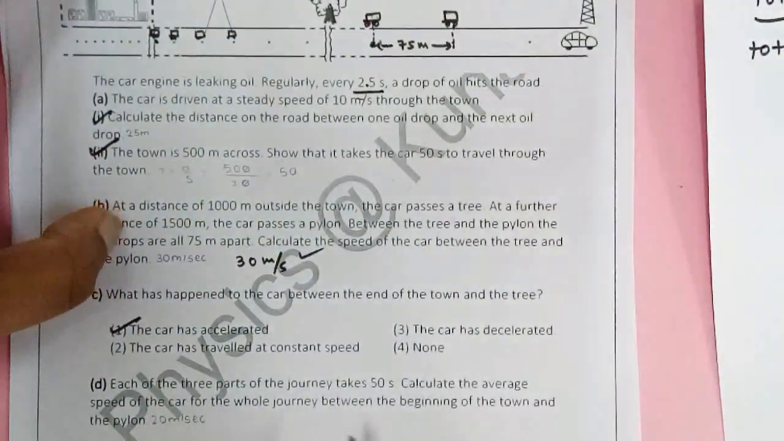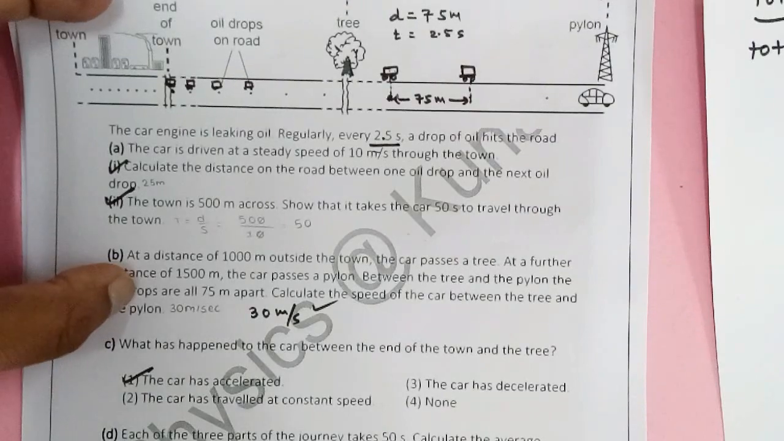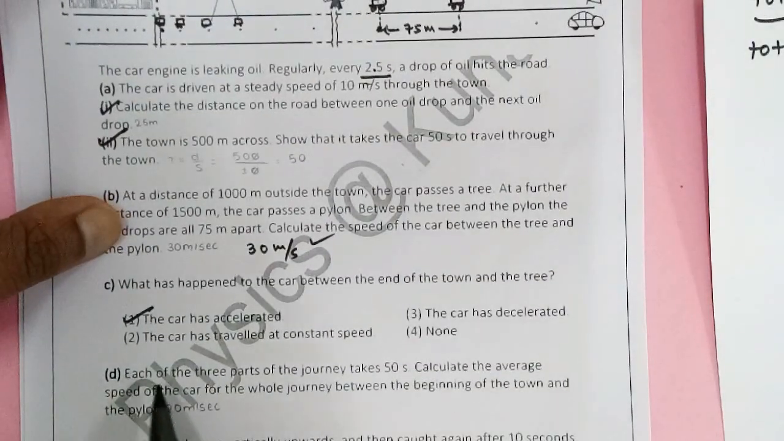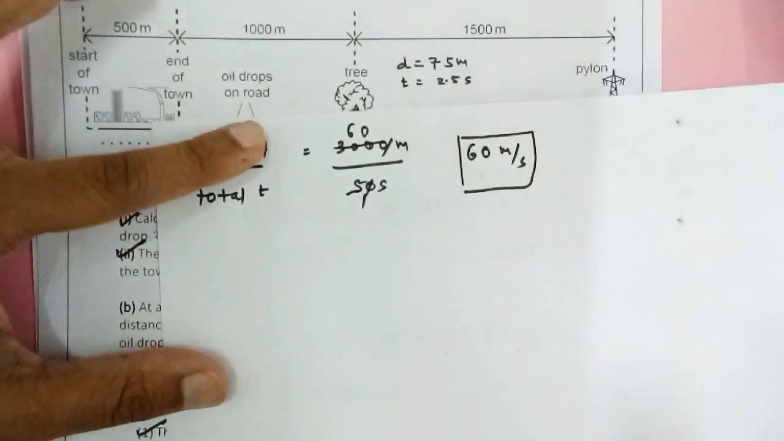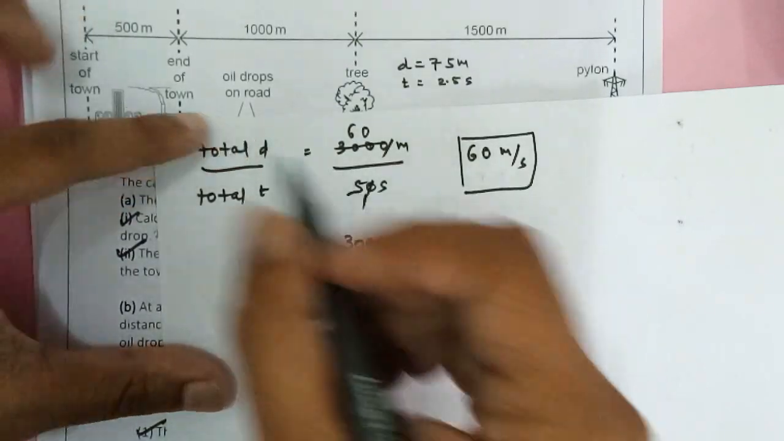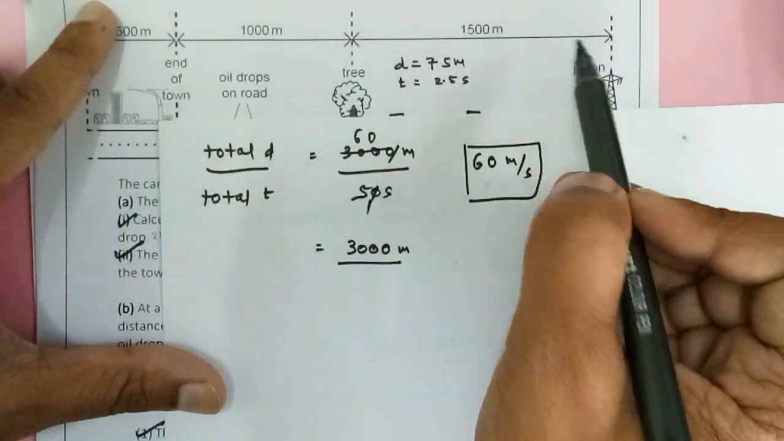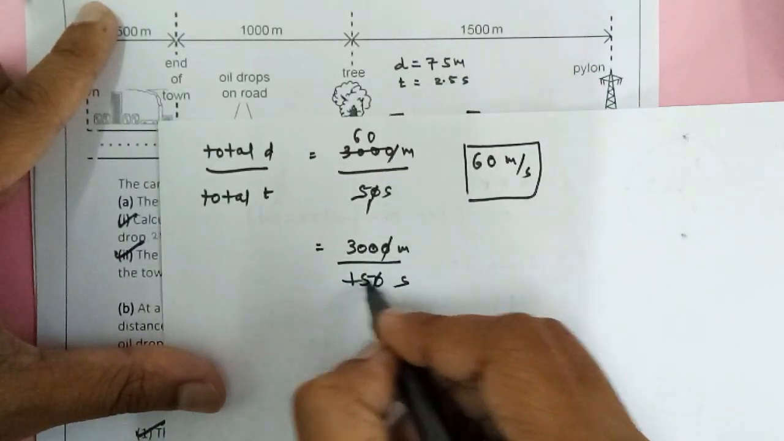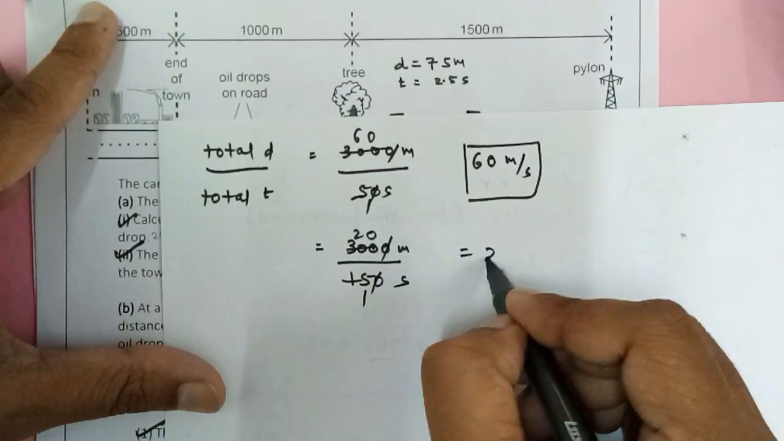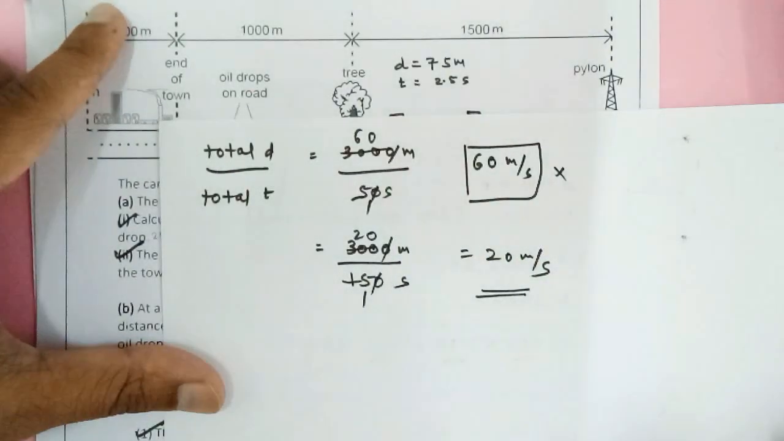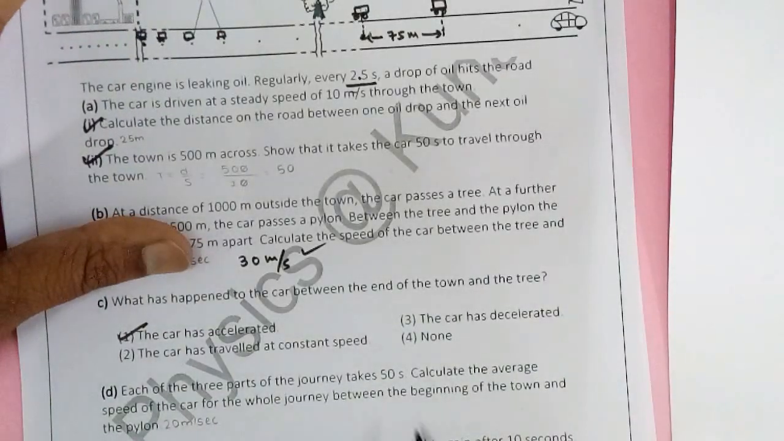Correct? So total distance by total, oh I am sorry, I made a mistake. Here it is given each of the three parts takes 50 seconds. So I made a mistake, I am sorry. The total distance was 3000 meter, and 50 seconds, 50 seconds, 50 seconds. So it is 150 seconds, right? Cancels, answer is 20 meter per second. Pardon me, this is the correct answer. So the average speed is 20 meter per second.